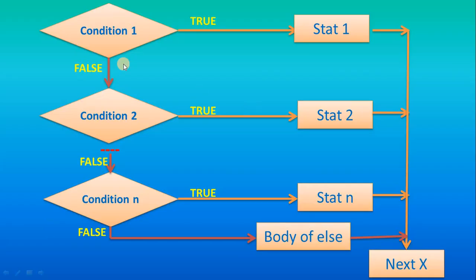Now we will go directly to the flowchart. Here in if condition 1, if it is true, statement 1 runs, otherwise it will jump to the else if block. Here also, if the condition is true, then statement 2, otherwise it will go to the next else if block. In this way it will check n number of conditions, up to the last else if statement. If it is true, then statement n, otherwise all the conditions are false, and in that case it will check the last else statement. In short, it will run the body of else, and finally whatever next statement is there after the else if ladder will be executed.